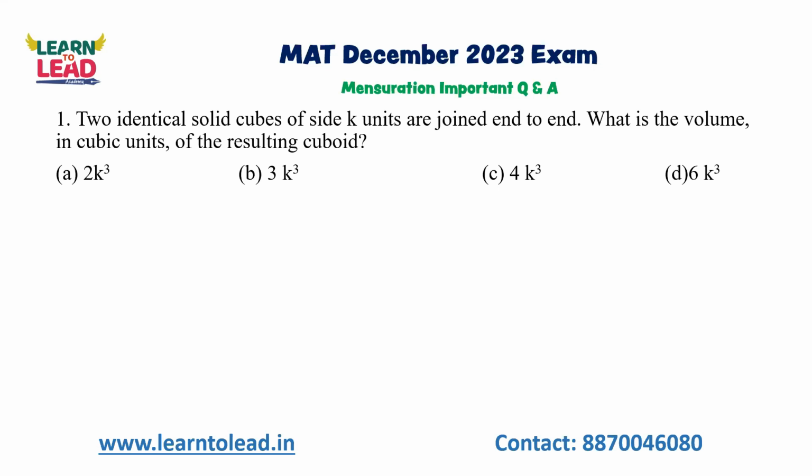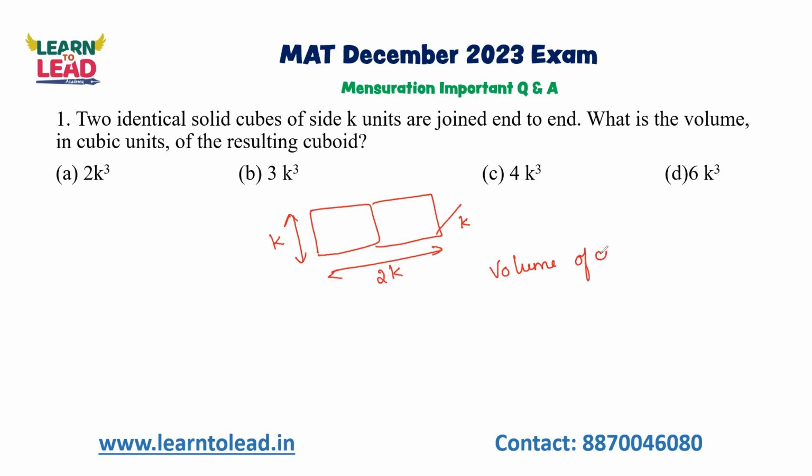Two identical solid cubes of side k units are joined end to end. So here the height of the cuboid will be k, the length will be k plus k, which is 2k, and the breadth will be the same, k. What is the volume in cubic units of the resulting solid? The resulting solid is a cuboid. If you join two cubes, you will get a cuboid.